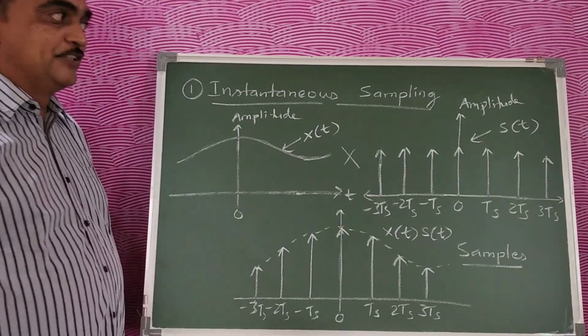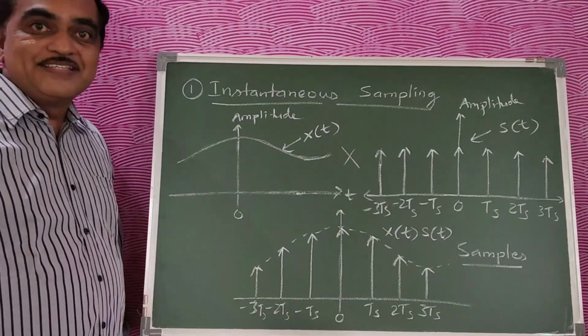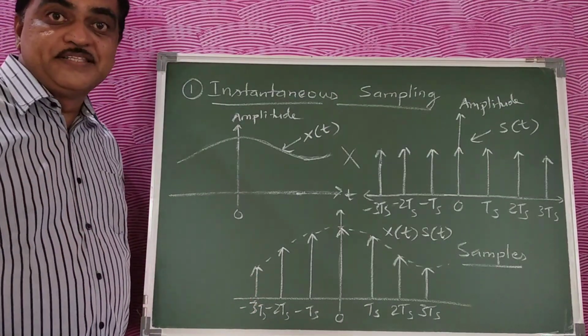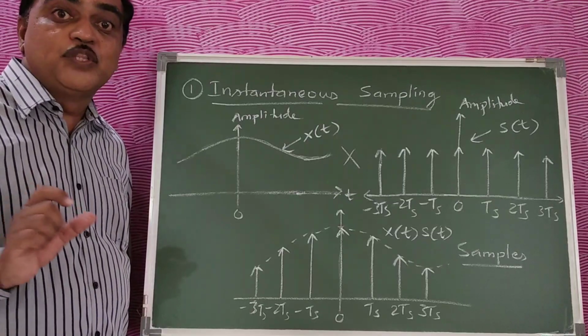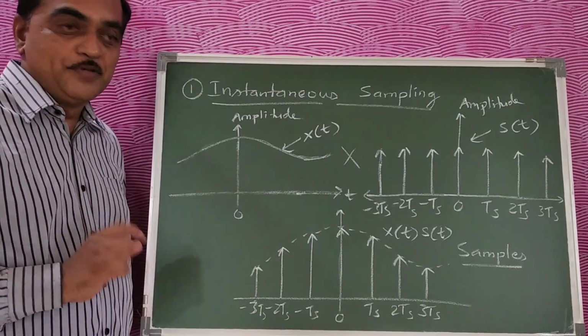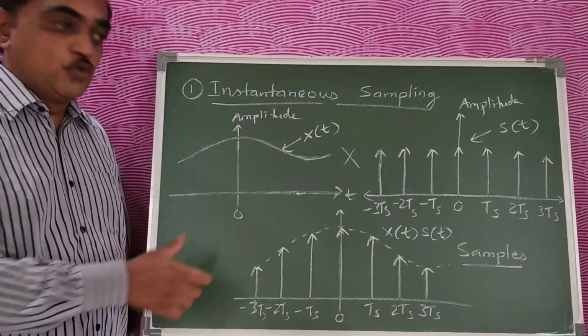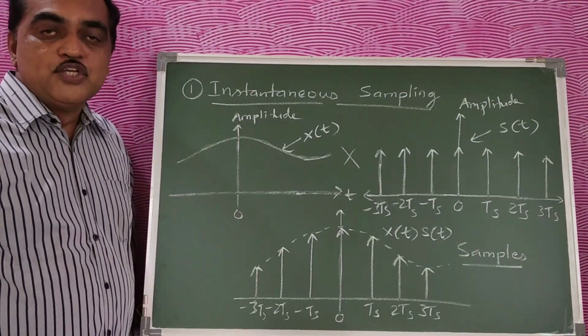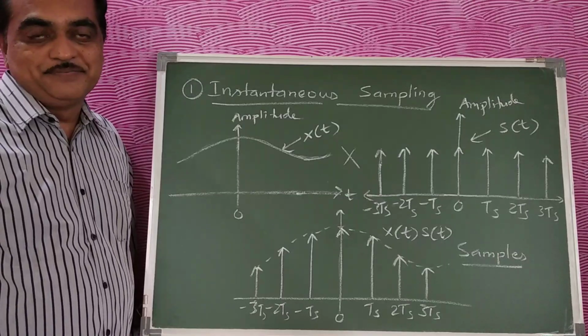So this will be the first type of sampling, called ideal sampling, where the samples are only impulses. They are not pulses with width. There is no width for them. So this type of sampling is practically not possible. So it is called ideal sampling.